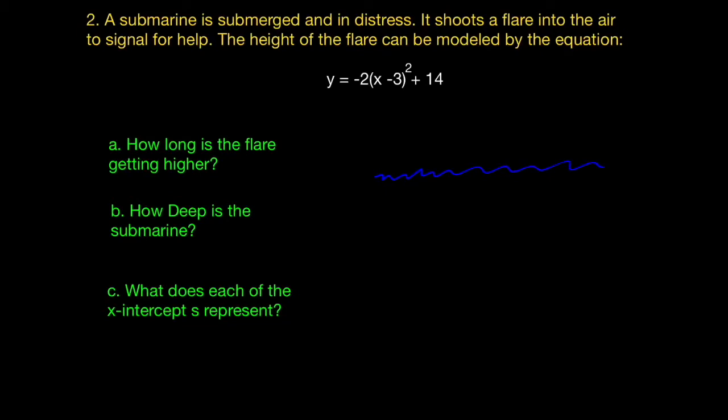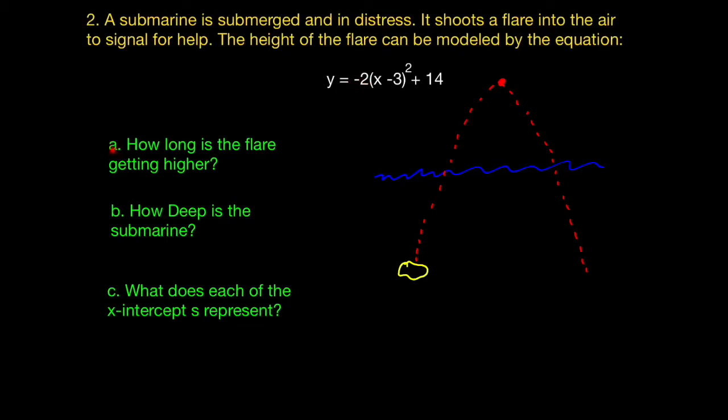We have some water, and there's a submarine that is submerged and distressed. So it went underwater and it got stuck. And now it's going to shoot up a flare because it's trying to signal for help. And then the flare goes down. I also want to make a note that it should make sense that the parabola is facing down since we have a negative here. So the concavity is concave down.